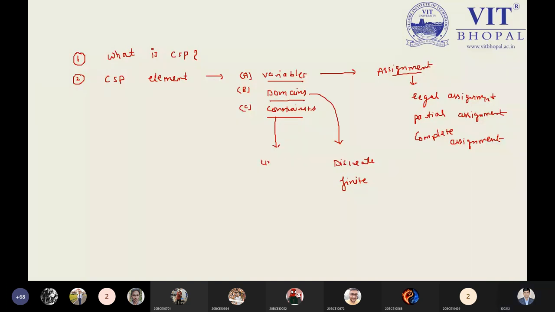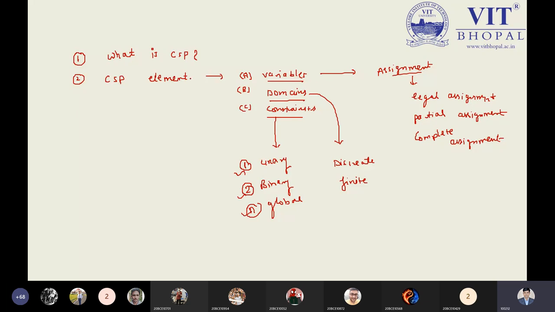Unary constraint, where a single value is possible, binary constraint, and the last one is the global constraint. Here we can have one, there we can have two, globally we can have n number of variables. So I'm writing here point 1, 2, and so on, based on the number of variables we can use.